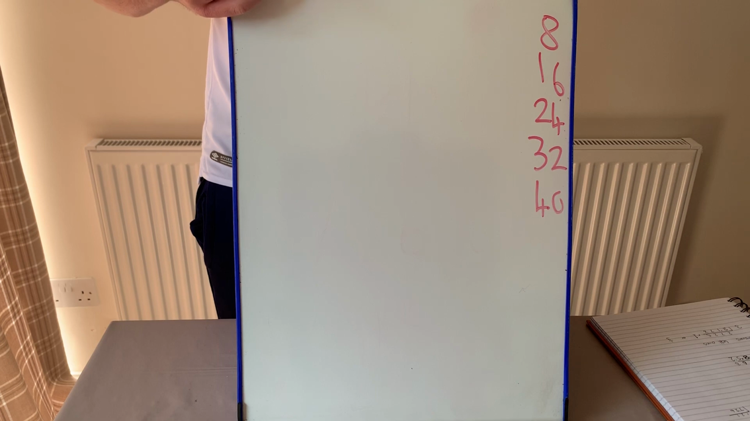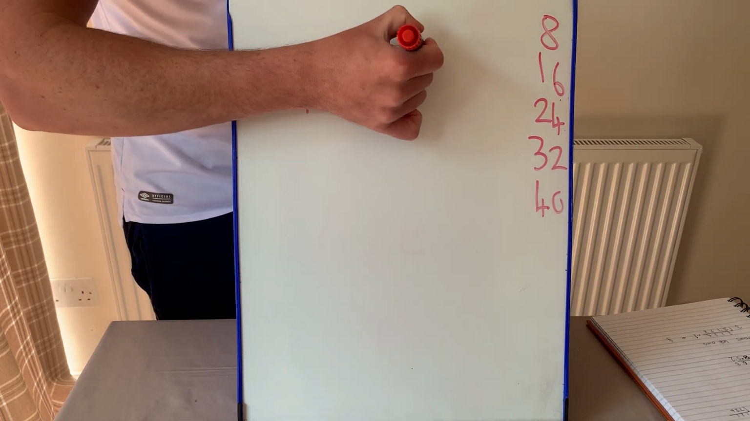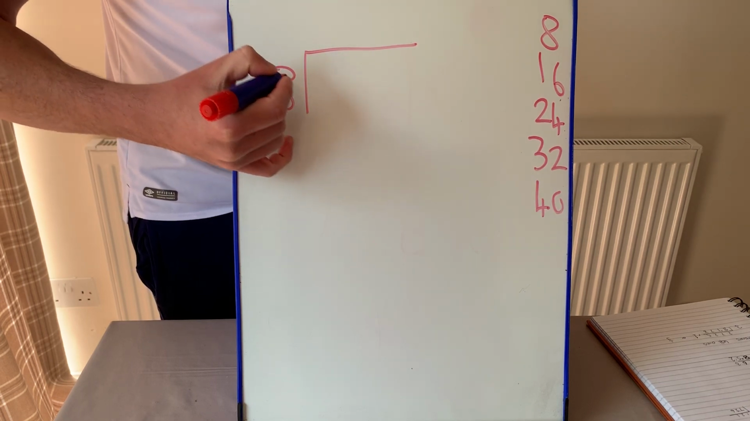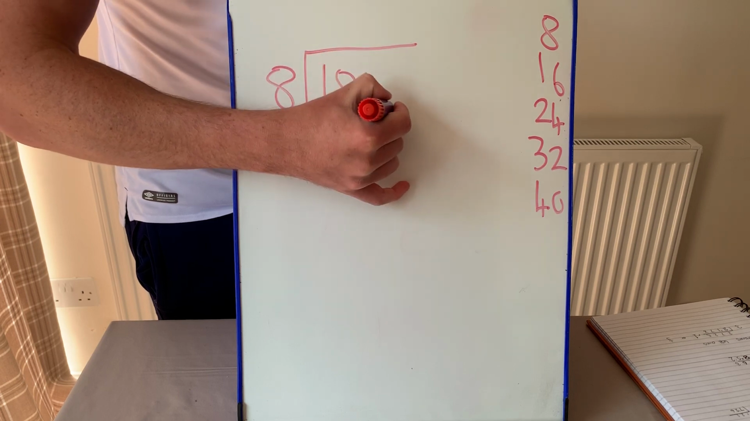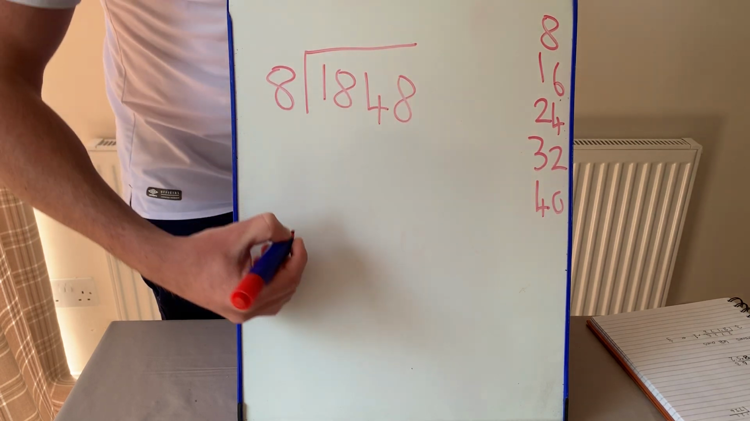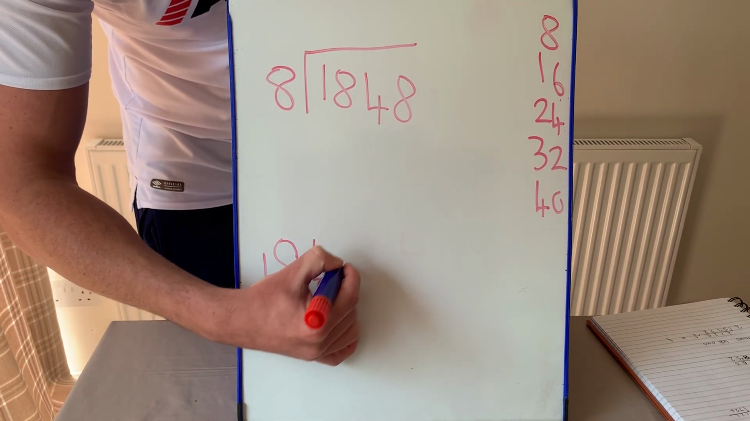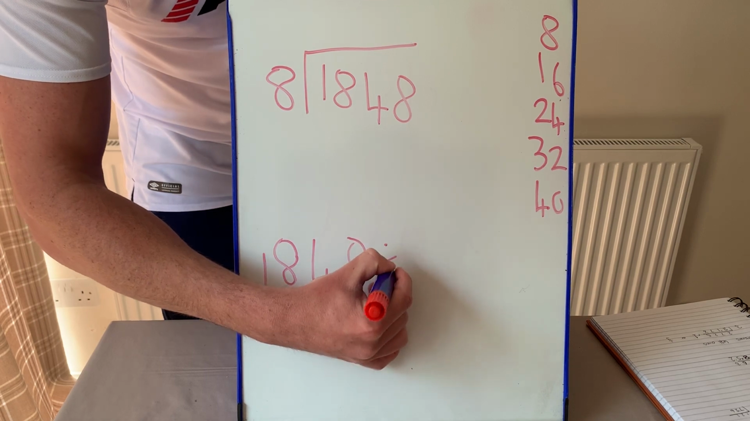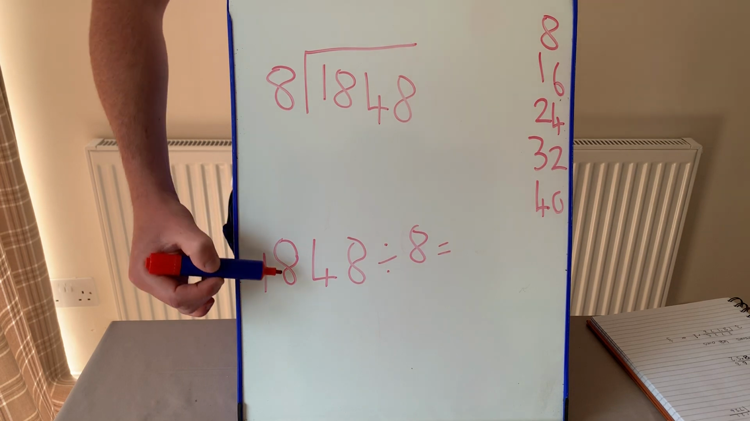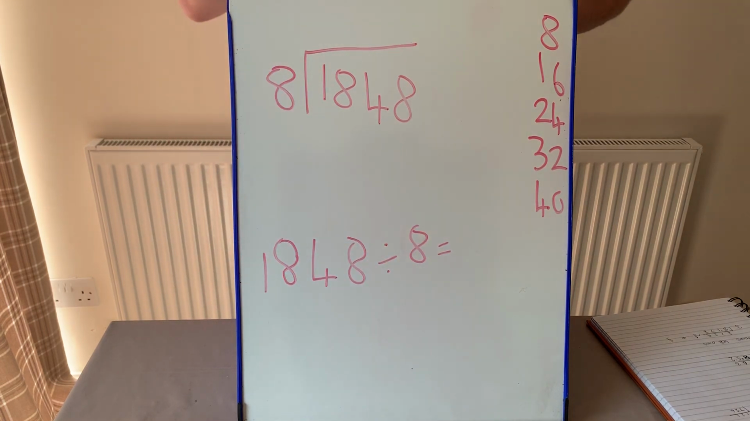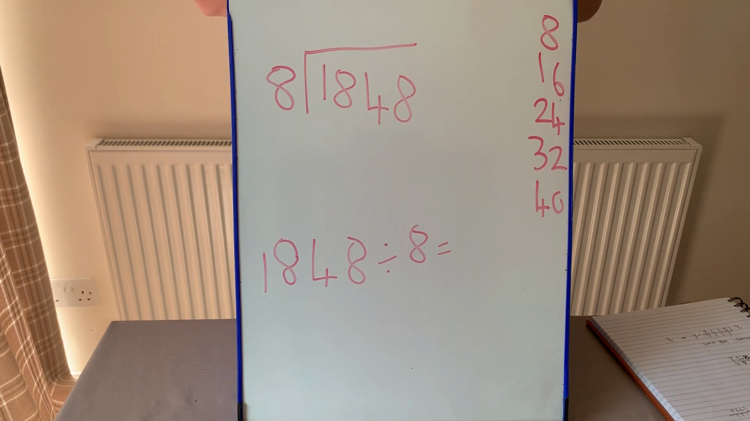Okay, what I'm going to do then is I'm going to write this out. I'm going to give you a chance to do it on your own. So we are going to do 1,848. So if I was to write that down, it would look like this. That's a lot of 8s in that question. So 1,848 divided by 8. I will give you a second to have a go using the knowledge that you've just gained from doing the previous two.